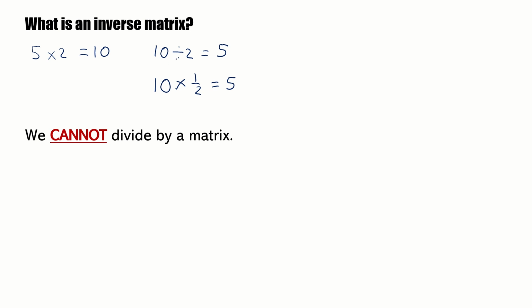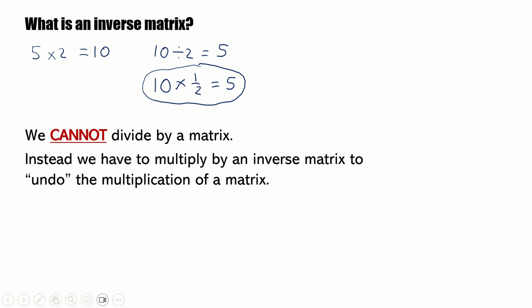But we've represented that same action in 2 different ways. This second option, though, is more a reflection of the sort of thing we end up having to do with matrices. We cannot divide by a matrix, but instead we can multiply by an inverse matrix if we want to undo the multiplication of another previous matrix. But what does that look like when we come to actually do this with matrices?